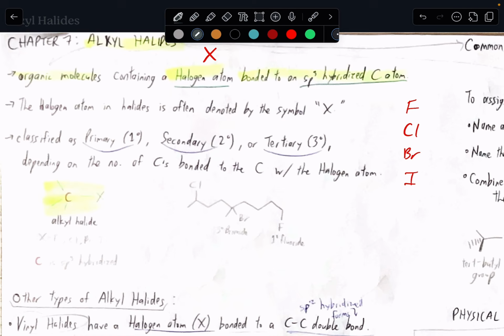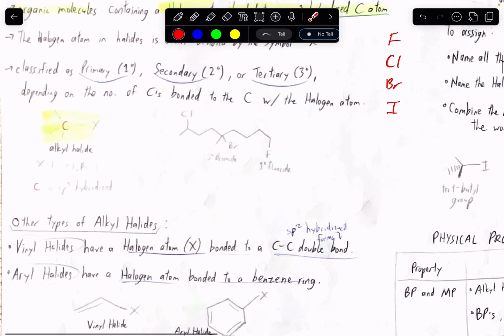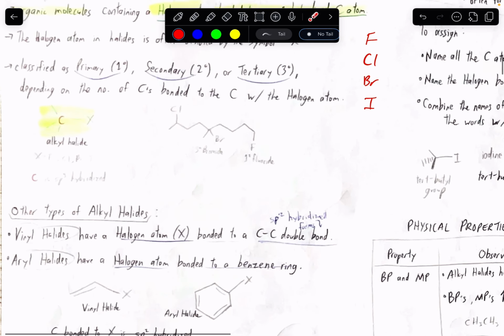So yeah, the halogen atom in halides is often denoted by the symbol X. That's what I just said. Alkyl halides are classified as primary, secondary, or tertiary. Each one has a difference when it comes to defining them, especially in regards to the SN1, SN2, as well as the E1, E2 reactions. More on those later. That's pretty much a big chunk of this lesson, those reactions.